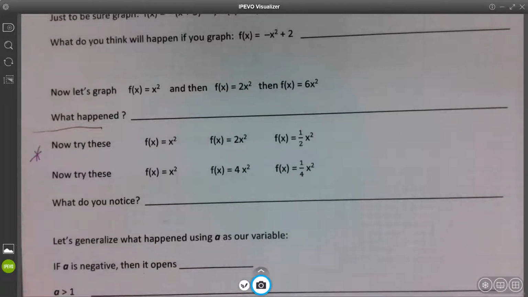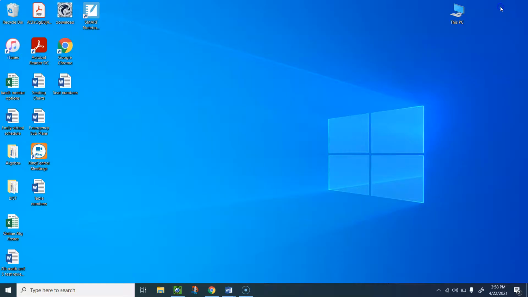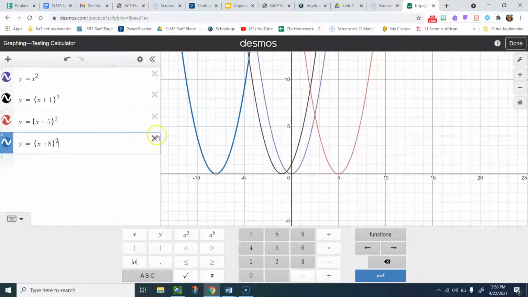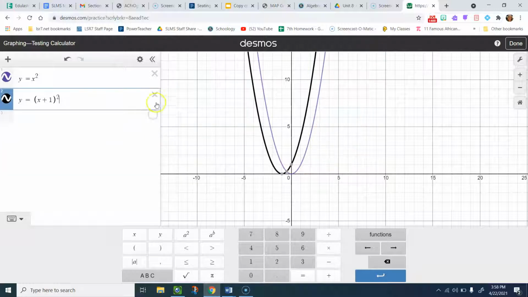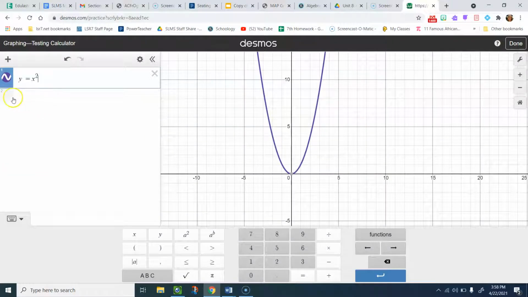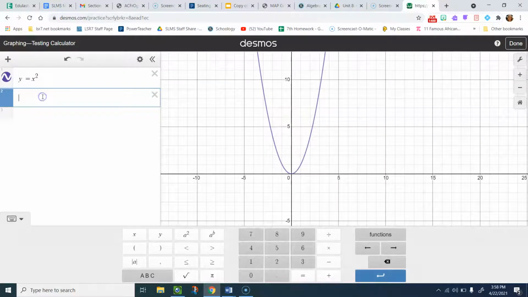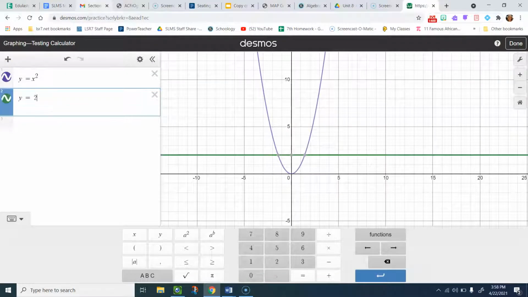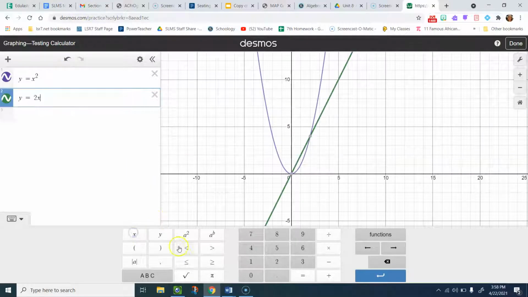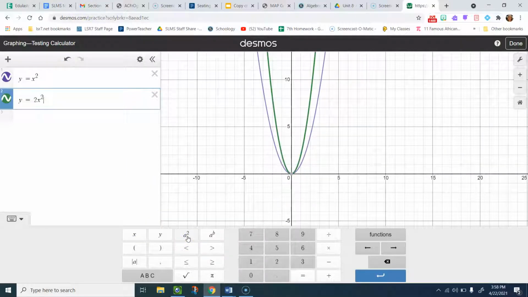I'm going to get there. I've lost my mouse, so I'm going to pause. There it is. And this time I'm going to be smarter. I'm going to leave my parent function. Okay, so I've got my parent function, x squared. Now I'm going to put in the 2x squared. So y equals 2x squared. Don't worry about it yet. It's going to go away.